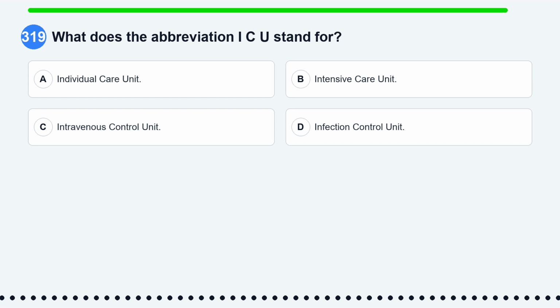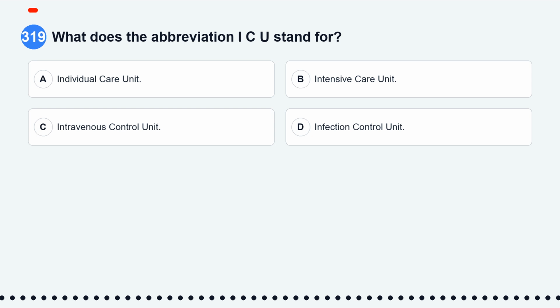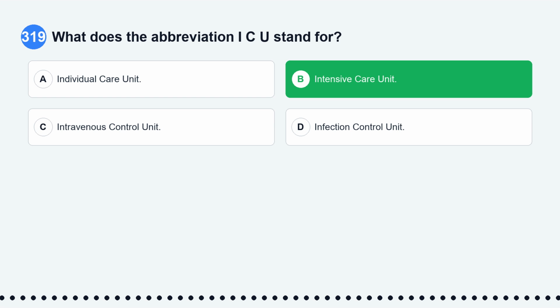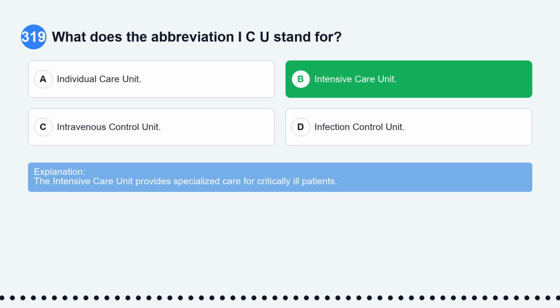Question 319. What does the abbreviation ICU stand for? Option A, individual care unit. Option B, intensive care unit. Option C, intravenous control unit. Option D, infection control unit. The correct answer is option B, intensive care unit. The intensive care unit provides specialized care for critically ill patients.